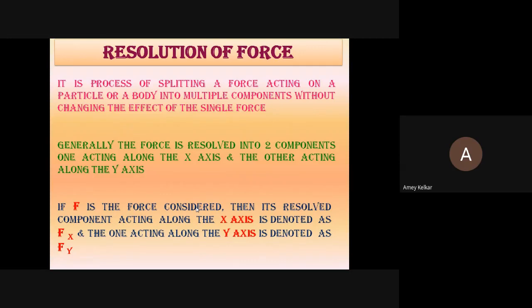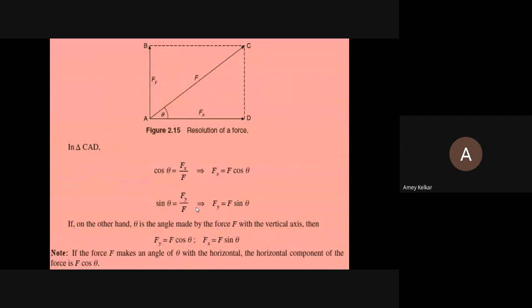It is just a process where we are splitting up a single force. If we consider a force F, we split that force along the x-axis, and that component is termed Fx, and along the y-axis, that component is known as Fy. Now, when we check this figure, I have two forces, AD and AB. From where have those two forces come? They have come from the main force F, which is acting along AC.